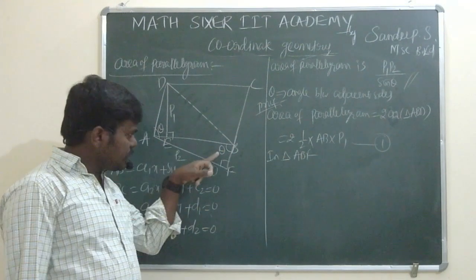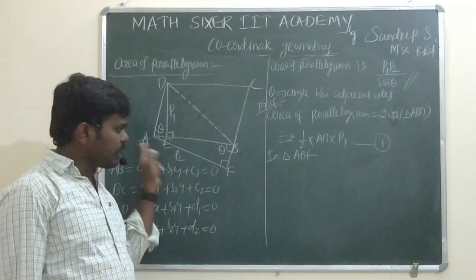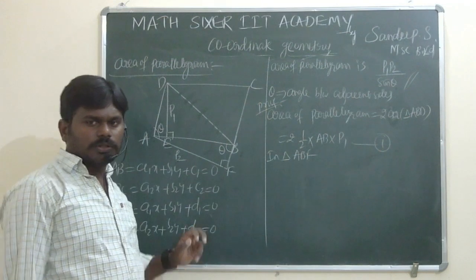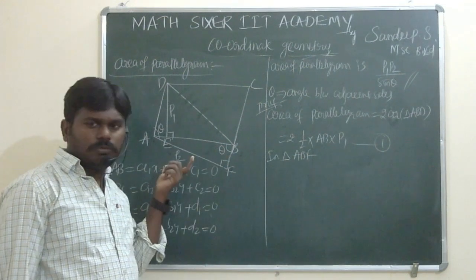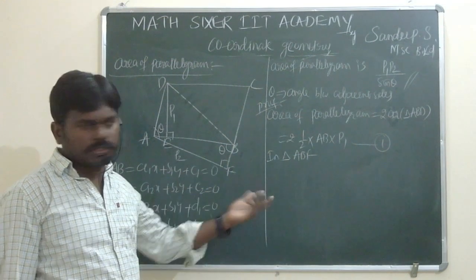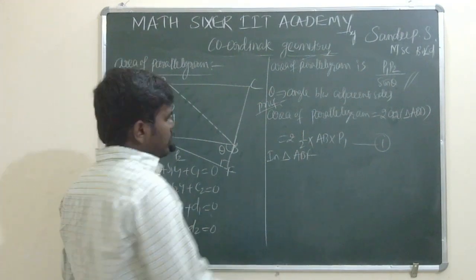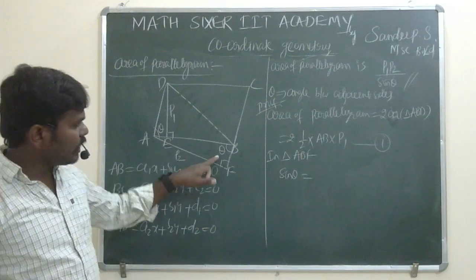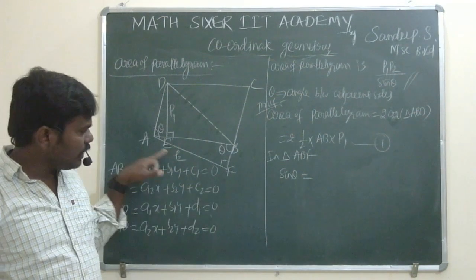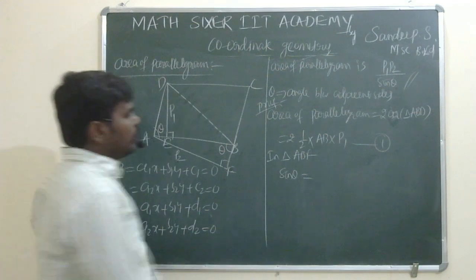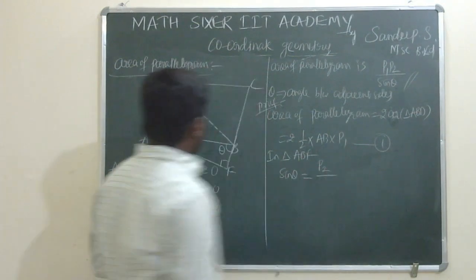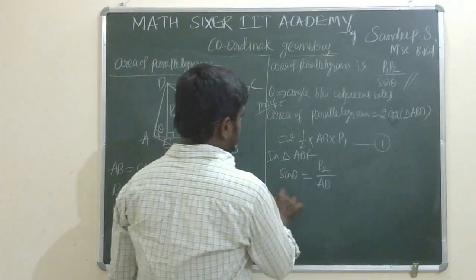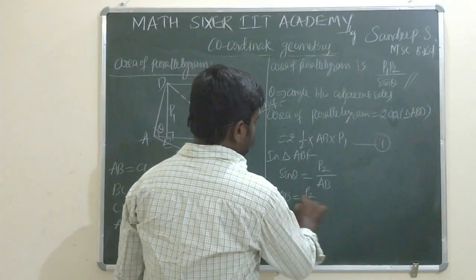So here, opposite to theta is AF, the angle is 90 degrees, and the hypotenuse is AB. So we want the hypotenuse and we know the opposite, which involve sine and cosecant. So apply sine theta in this triangle. Sine theta is equal to opposite, that is AF, which is P2, divided by the hypotenuse, AB.